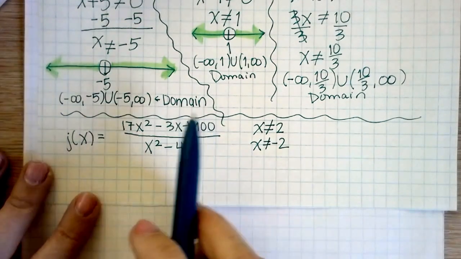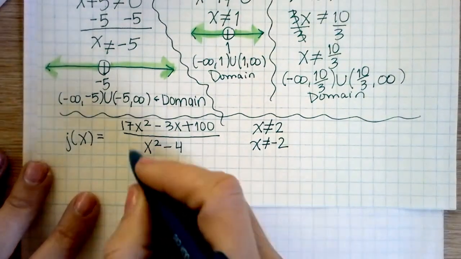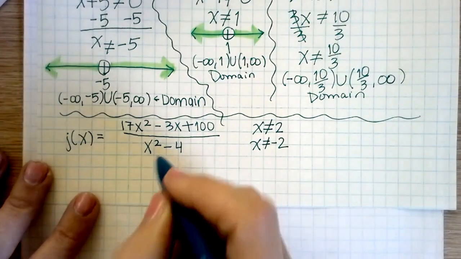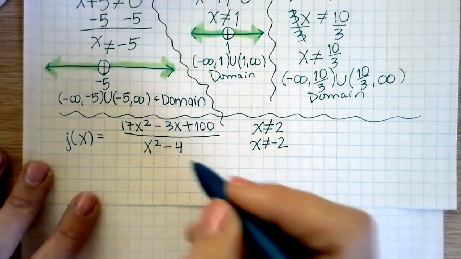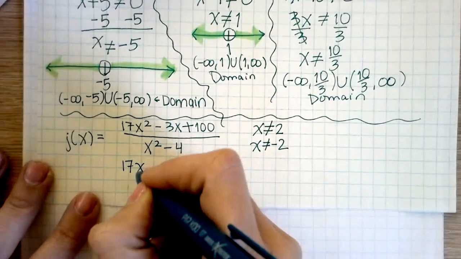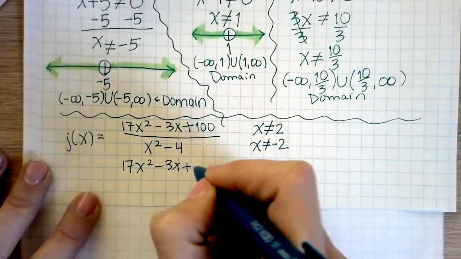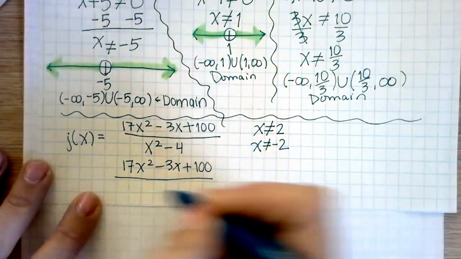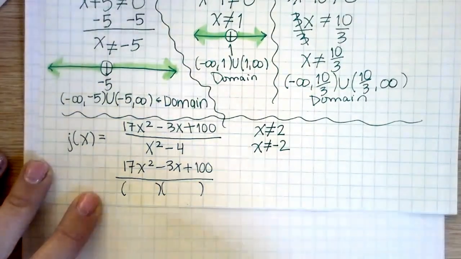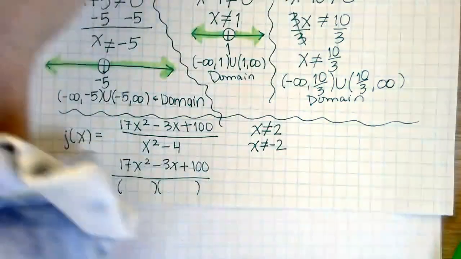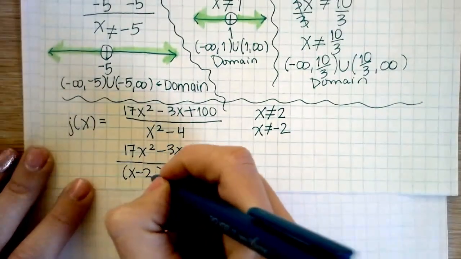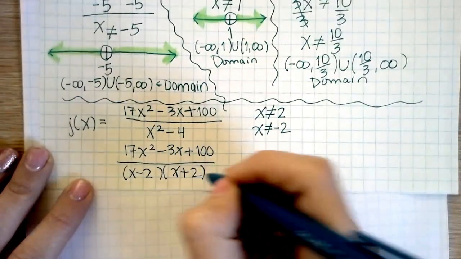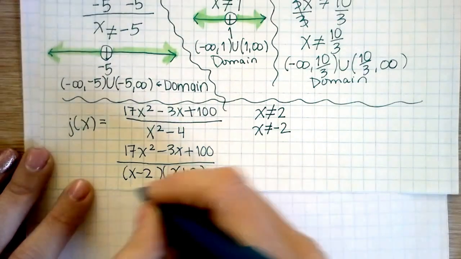So again, this would be a bonus. It wouldn't be like a regular question. But if I give you a quadratic or something bigger on the bottom, you've got to factor it to find all the numbers that can make it equal 0. So if I factor this, I just rewrite the top, 17x squared minus 3x plus 100, all over. How does the bottom factor? It's the difference of squares, and what is the factored form of that? x minus 2 and x plus 2. Good. So now you can see the two numbers that are bad.